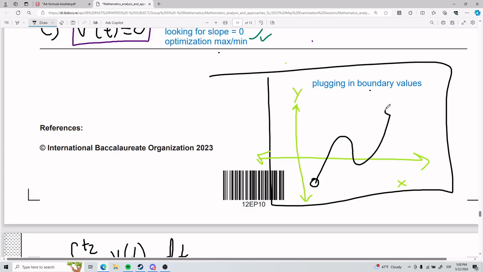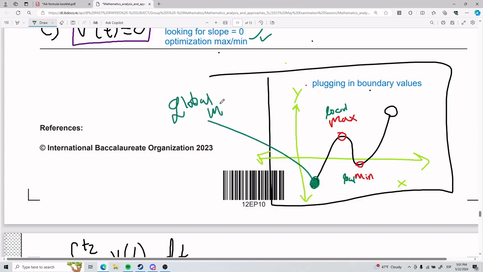boom. Okay? And so, yes, you have a max here and you have a min here, but technically, this would be what we call a local max, and this is a local min. It's like one of the minimums, one of the maximums. But the actual minimum is this guy here. So this would be your global minimum, okay? And this over here would be your global maximum.